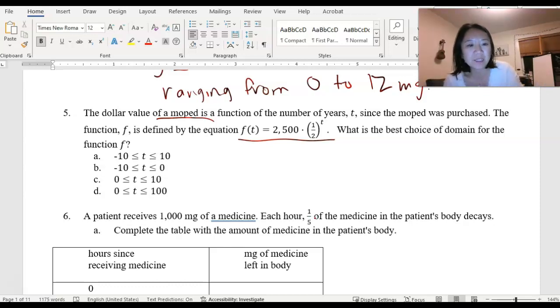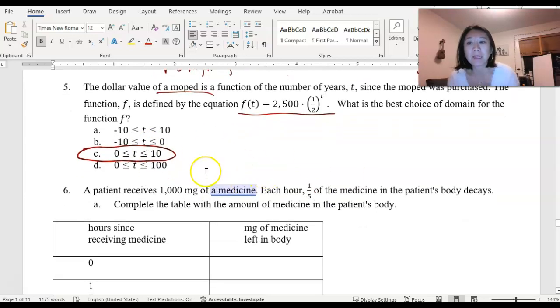But instead, I would say the domain is probably best between 0 to 10 years. 0 to 100 years is 100 years. To have a moped for 100 years is pretty unrealistic. So between 0 and 10 years makes the most sense to look at that value over time. Again, you could look at it all the way to 100 years, but that value at that point is going to be so little, it's not really worth it.